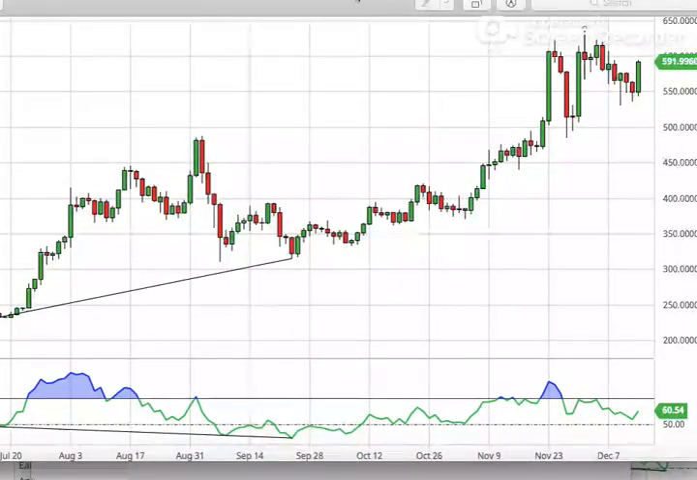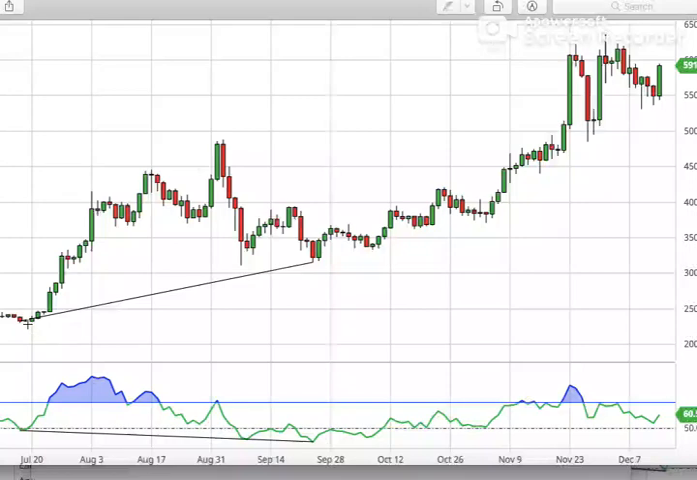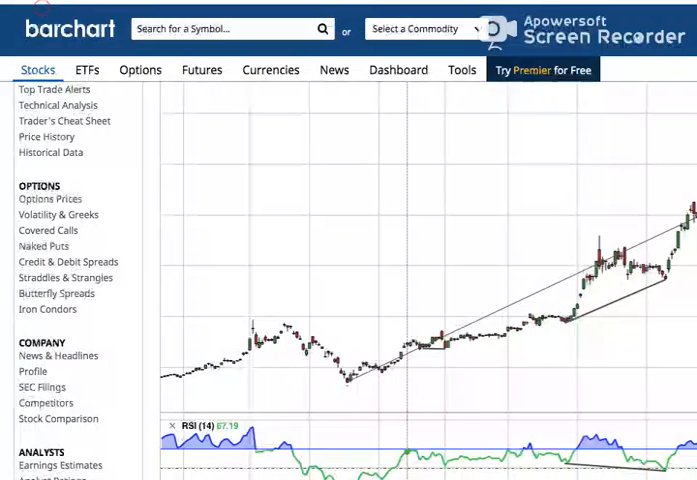So price makes a higher low in Ethereum, but the relative strength index makes a lower low, and the trend continues. Okay, let's go on to our charts.